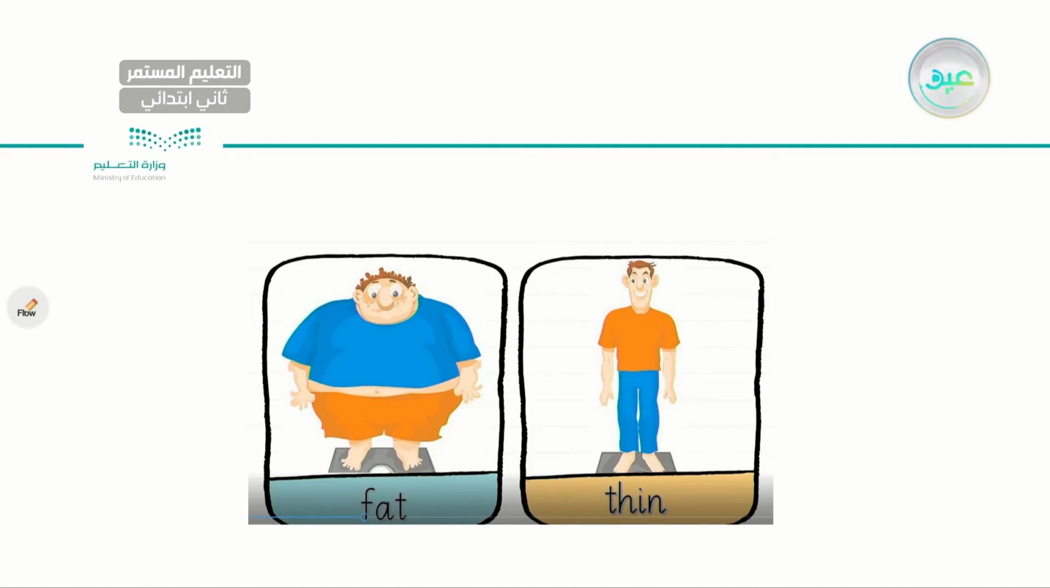How about these two pictures? Here I have two men, right? The one to your left, he is fat. How about the other man? Is he fat? No, actually he is thin. Very good. Let's read. Fat. One more time. Fat. Second man. Thin. One more time. Thin. Very good, my dear student.